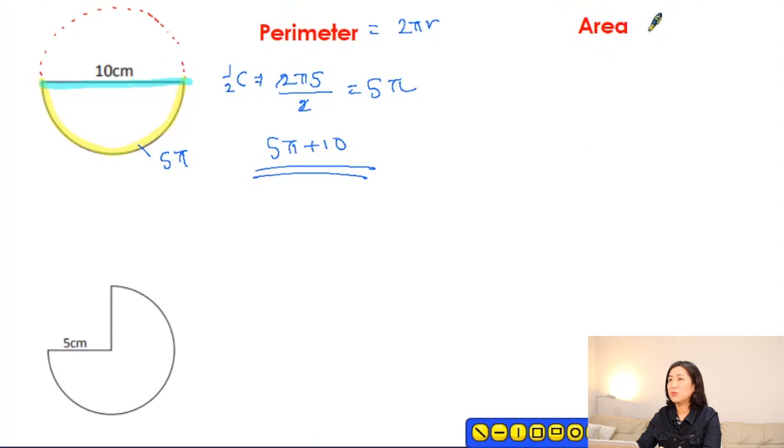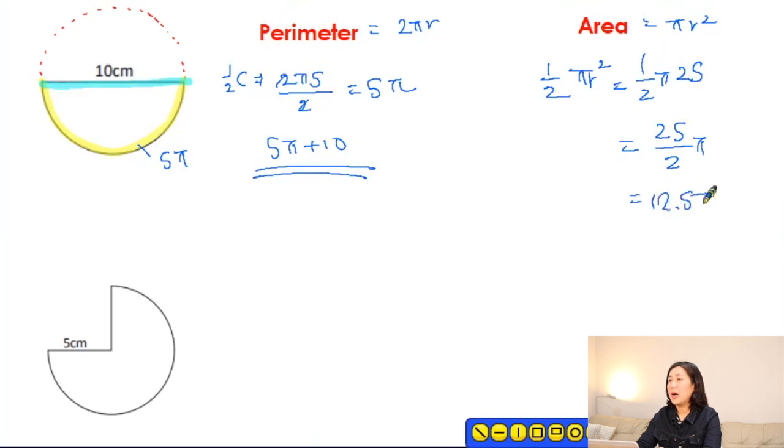Then now let's move on to the area. Area is different because you simply find the area of the circle, then you halve it. That's how you find the area of the semicircle, right? So we know that pi r squared is 25 pi, and half of 25 pi will be 12.5 pi. That is the area of this semicircle.